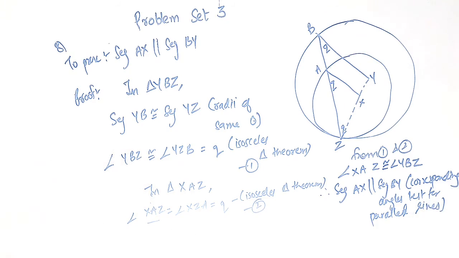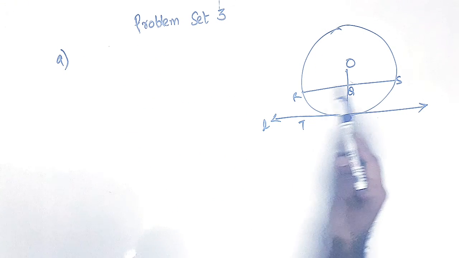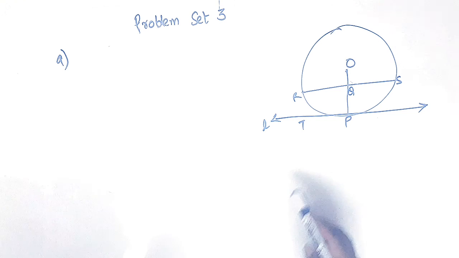Okay, so with this we finish our 8th one. Let us move on to sum number 9. As you can see in sum number 9, RS is 12. Okay, so you know that a perpendicular drawn from the center of the circle to the chord bisects the chord. Okay, that we'll do later on.